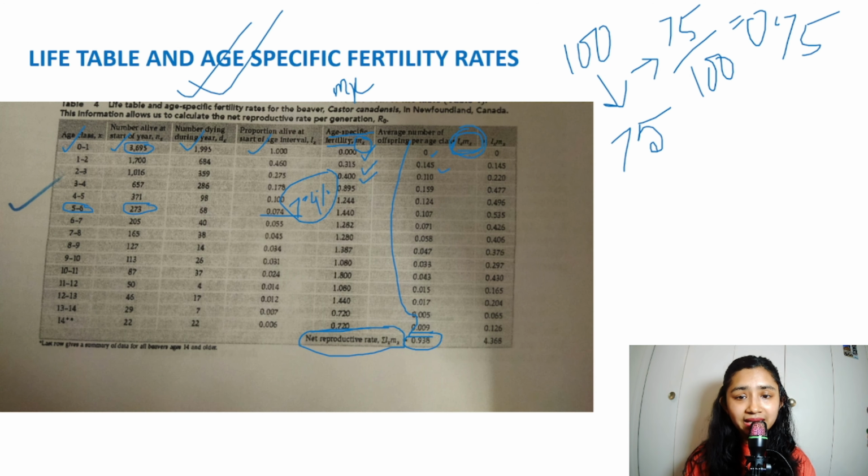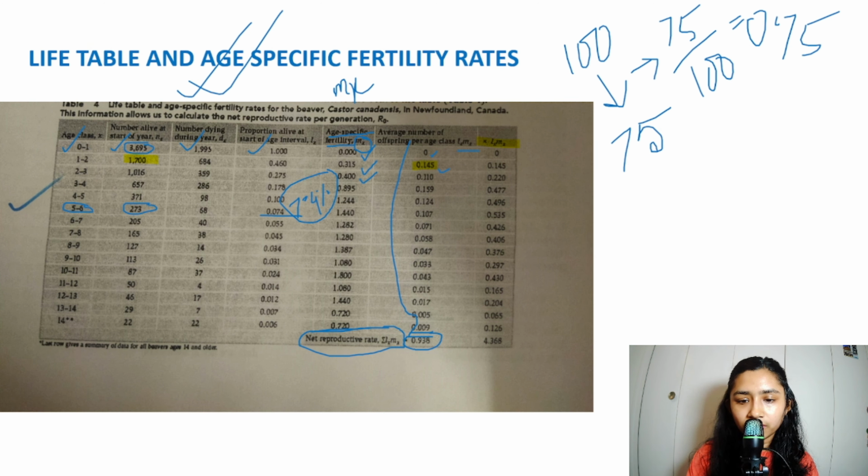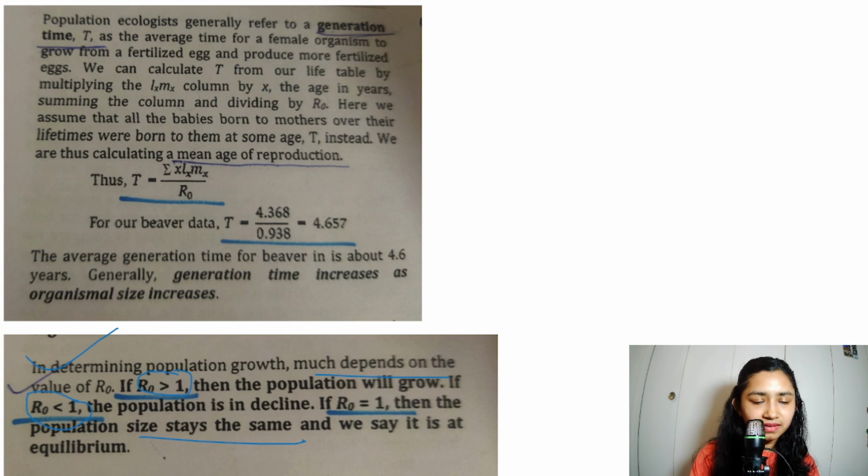We can calculate our capital T from the table by multiplying lx mx by x. Here you can see x is multiplied with lx mx. Okay, x is the age in years. So here is the lx mx column and here is the x column. You can multiply that. Then you have to sum the column, which is the total summation, which is 4.368, and then you can divide it by R0. So here you can see, after summing up the column, 4.368 is divided by R0.